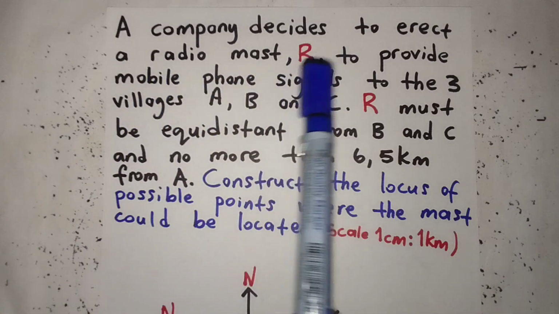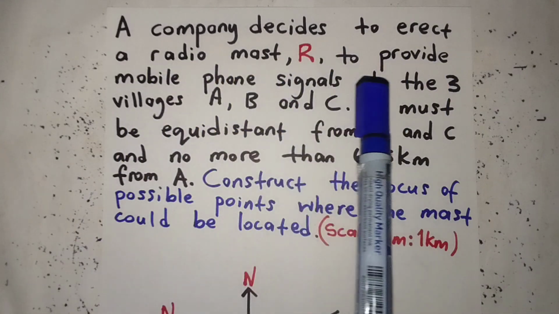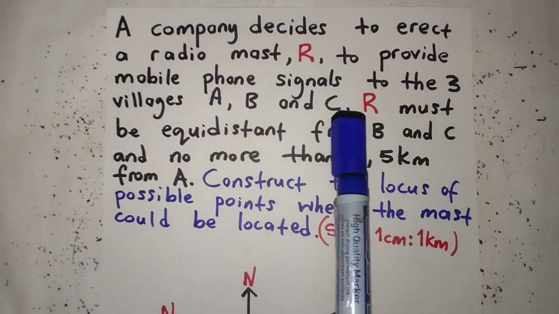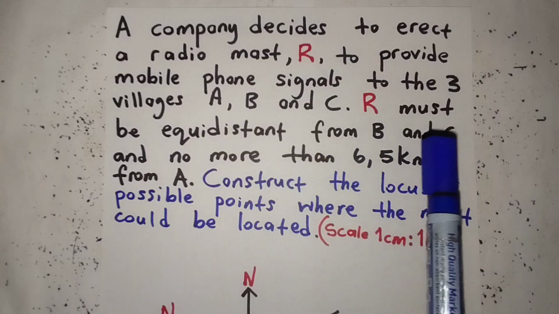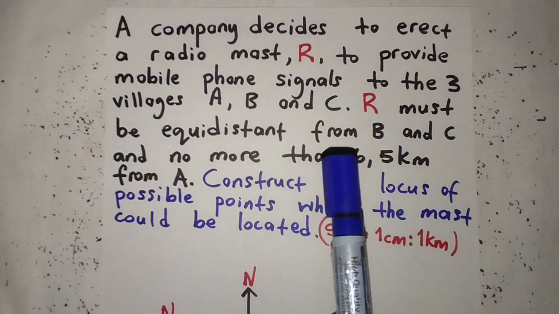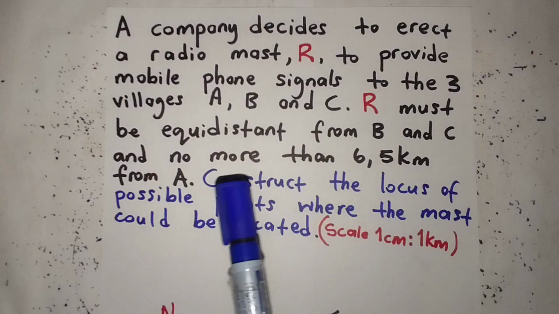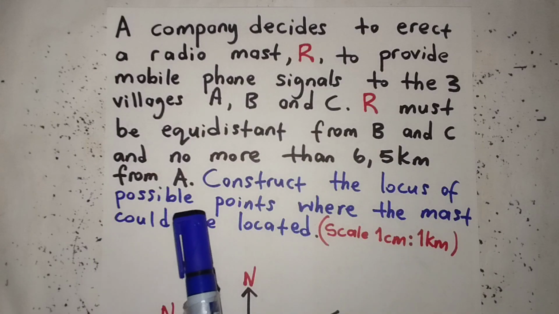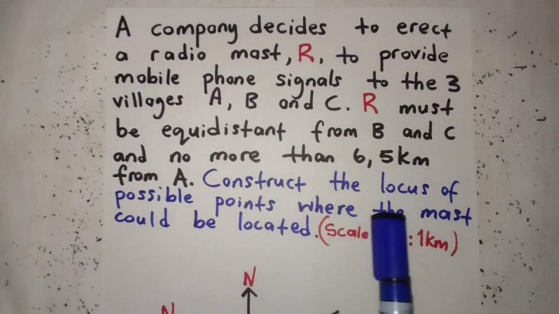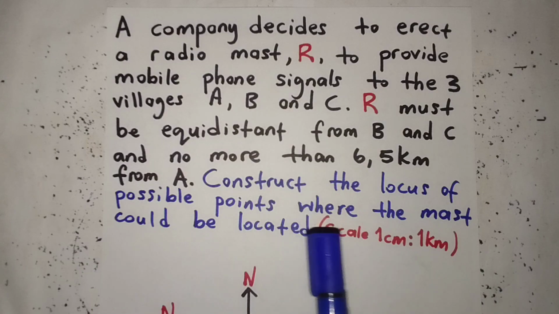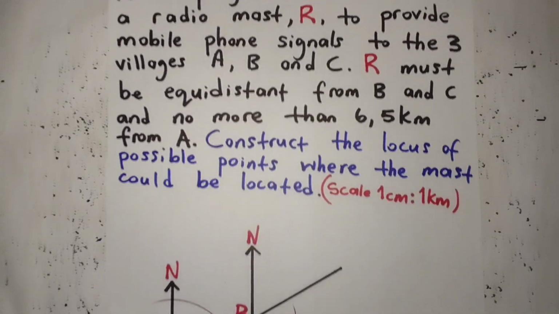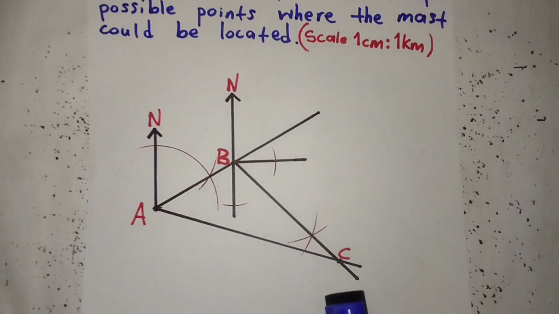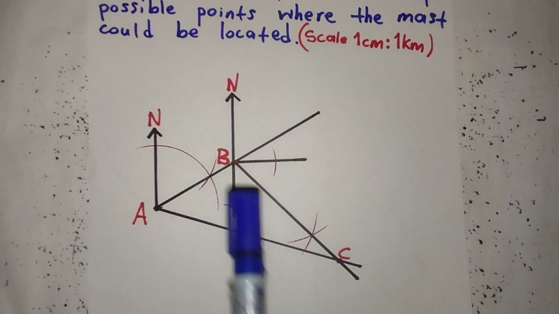A company decides to erect a radio mast, R, to provide mobile phone signals to the 3 villages A, B, and C. R must be equidistant from B and C and no more than 6.5 kilometers from A. Construct the locus of possible points where the mast could be located, and the scale is 1 centimeter represents 1 kilometer. So let me show you the map of the 3 villages, village A, B, and C.